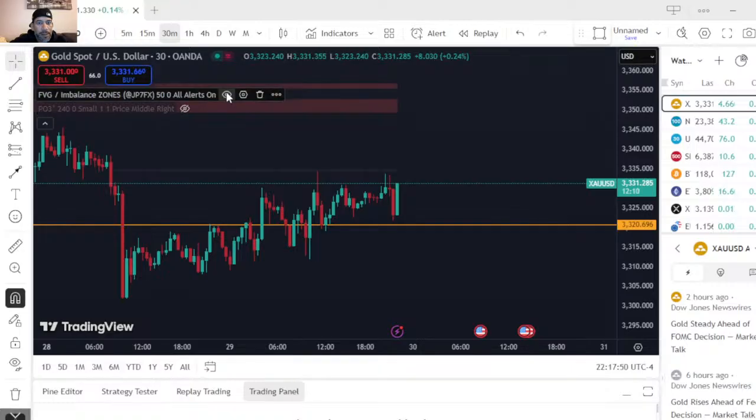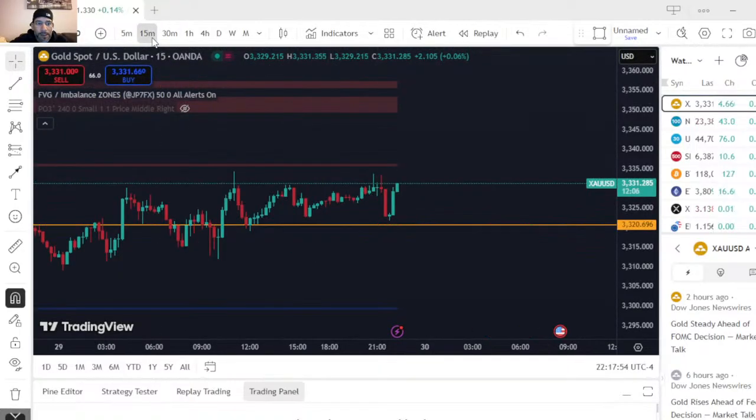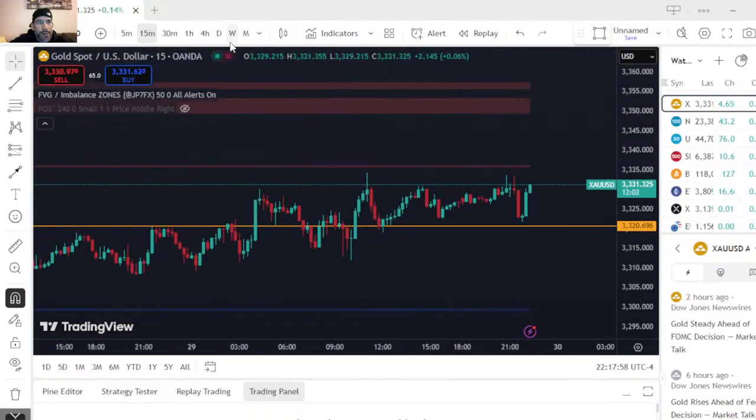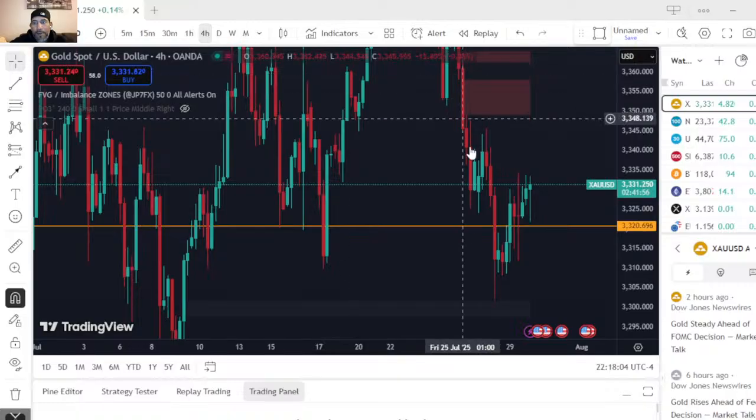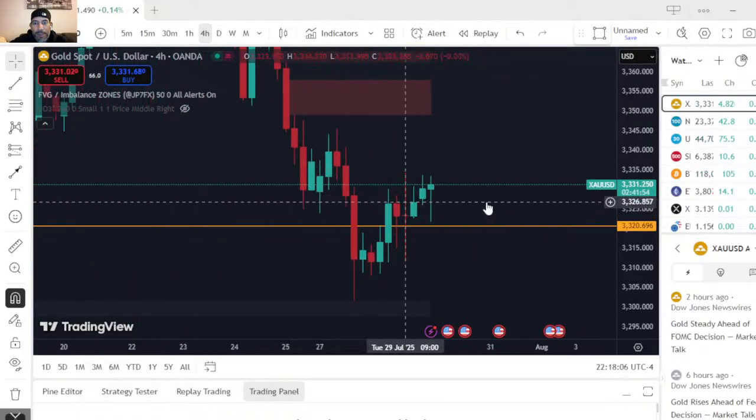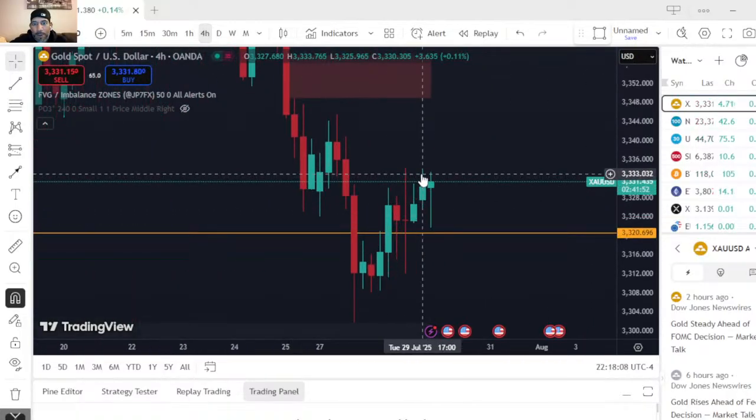Let's see if there's any... We got an FVG here. 1-hour, nope, nothing here. While we're flipping bullish is key here, we haven't re-broken the previous 4-hour highs. So I want to see something here.